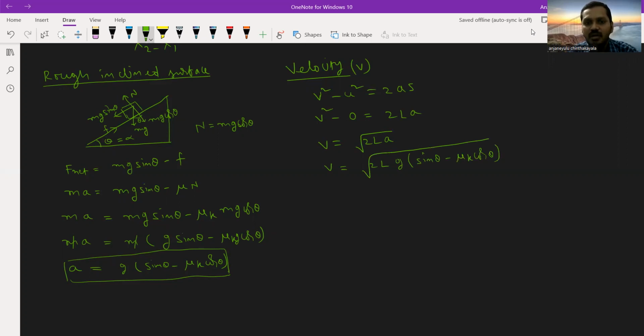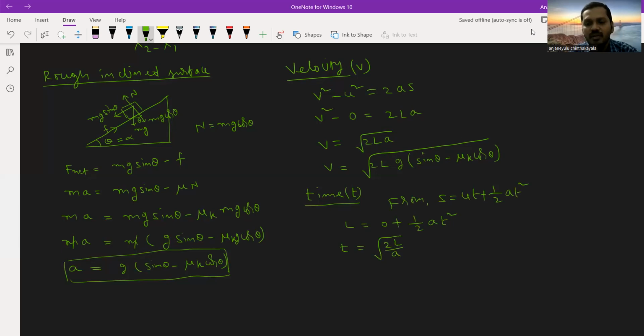Similarly, the time taken by the block to reach from the top of the inclined surface to the bottom level. Time. Now I am using the same kinematic relations. S is equal to ut plus half at square. S is the length of the inclined surface, which is L, is equal to initial velocity 0 into t plus half into a into t square. From this, time t is equal to the square root of 2L divided by a.